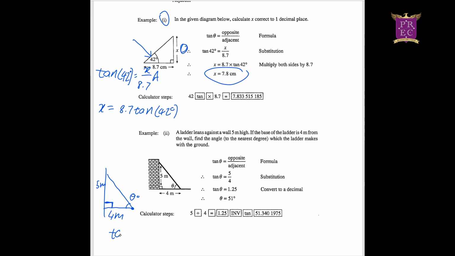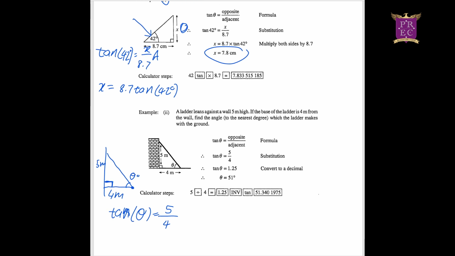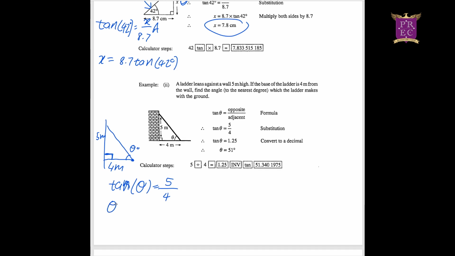So we have tan theta is equal to opposite over adjacent. Opposite is 5, adjacent is 4, and we need to make theta the subject. To make theta the subject, theta is equal to, take tan over to the other side, tan inverse 5 on 4. Put this in the calculator, see what you get. You should get 51 degrees because we are rounding up or down to the nearest degree.